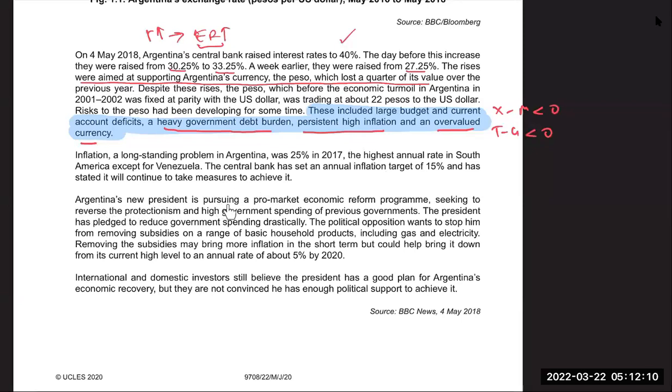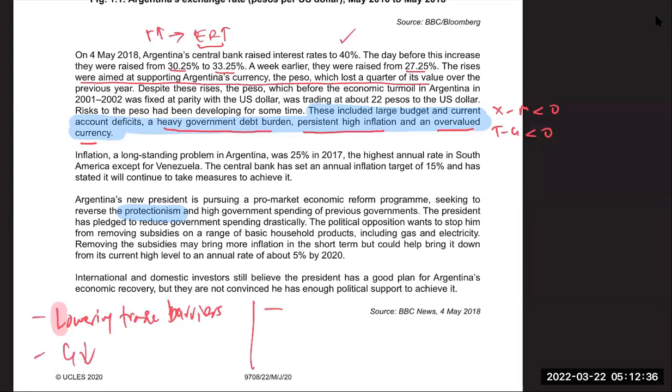Argentina's new president is pursuing a pro-market economic reform program seeking to reverse the protectionism. So they're lowering protectionism, which means they're lowering trade barriers, and addressing the high government spending of the previous government. So they're also reducing government spending, right?